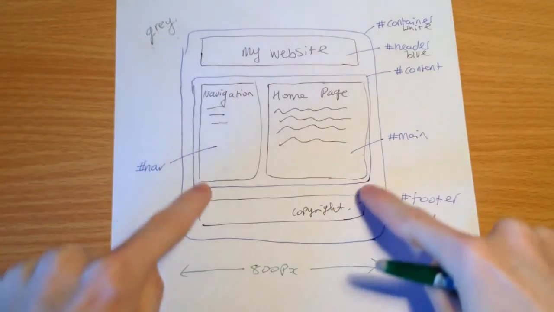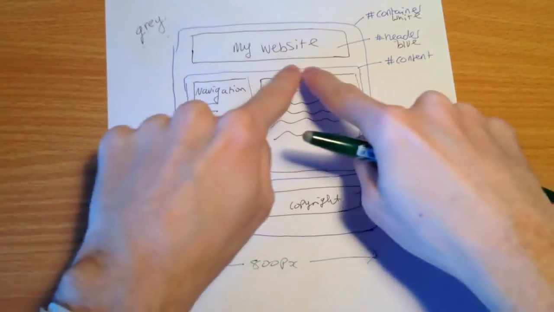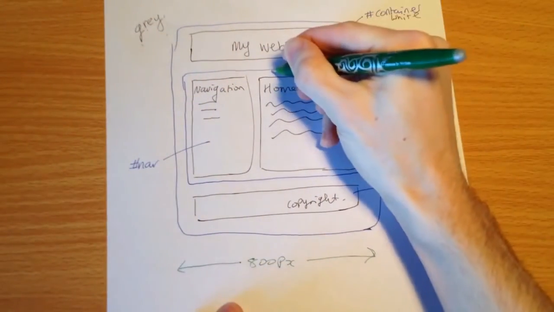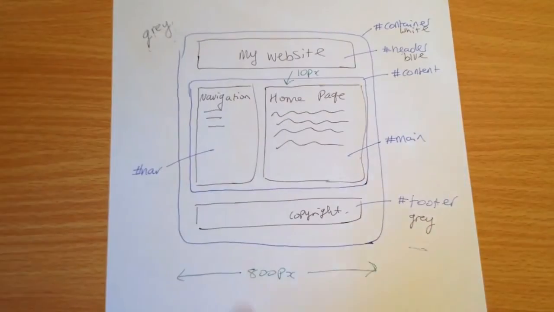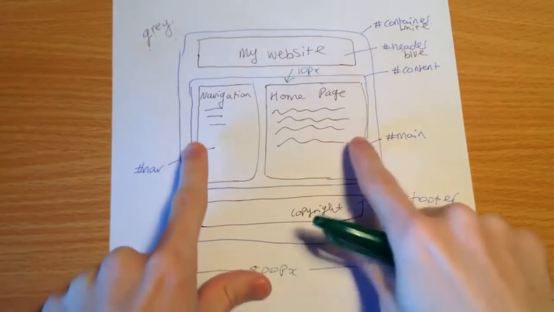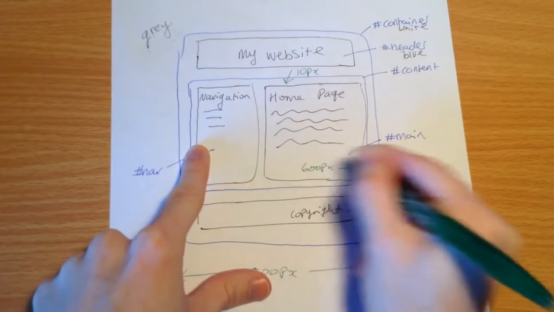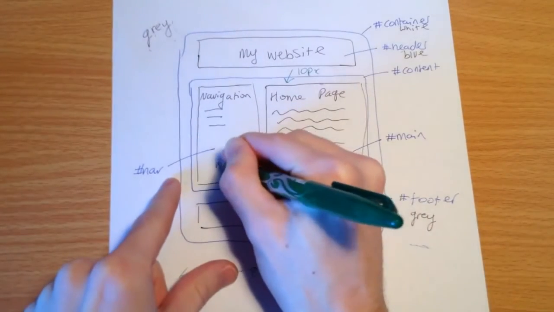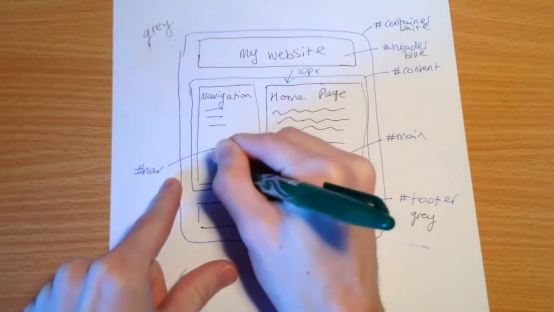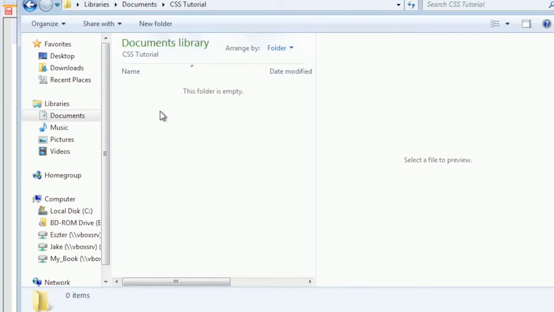I want the content to have 10 pixels of padding around the outside. So this space here, I want 10 pixels. Which leaves 800, subtract 10 and 10, 780 pixels for the content. If I want main to be 600 pixels wide, this leaves 180 pixels for navigation. Now I'm going to quickly create that HTML structure.